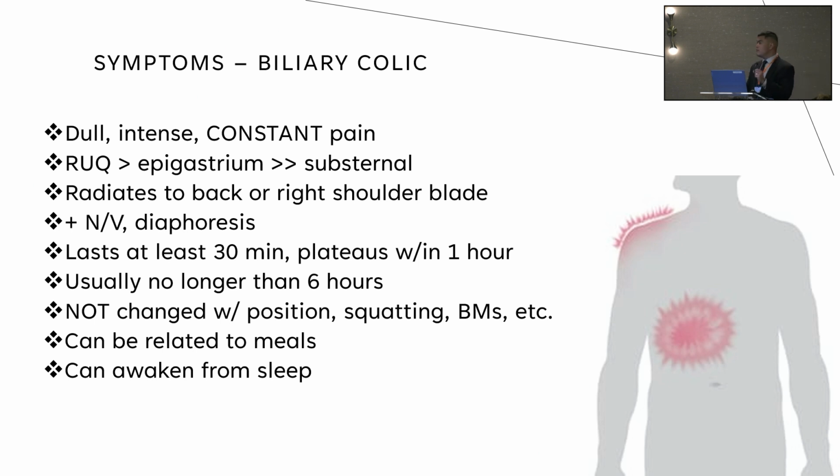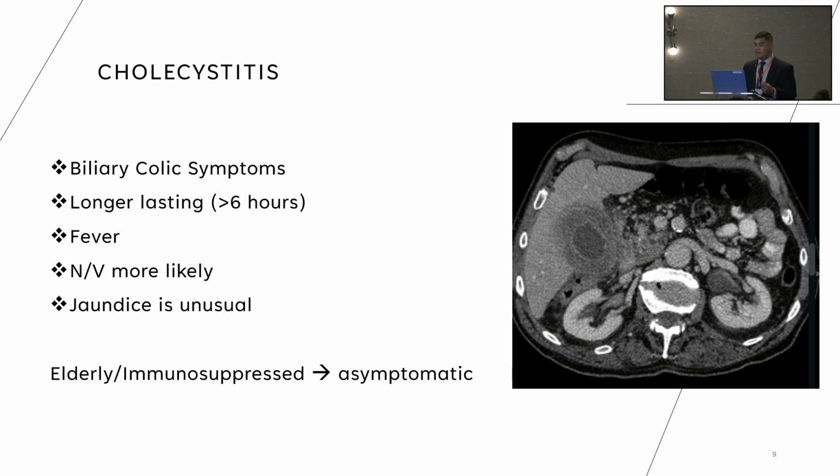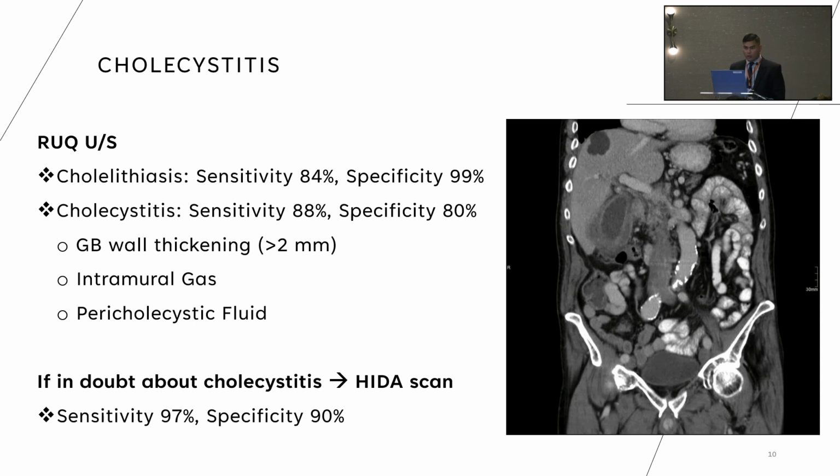Now, this is very important to understand because as we move into symptoms of cholecystitis, this biliary colic can last greater than 6 hours, and of course, it can present with fever, nausea, and vomiting. Jaundice is a little unusual because jaundice is essentially the buildup of bilirubin, and it's typically unusual in the setting of no clear obstruction. Now, it's always important to understand that elderly patients and immunosuppressed patients don't typically present with the typical symptoms, and they can absolutely be asymptomatic.